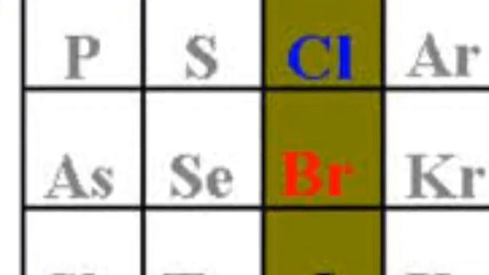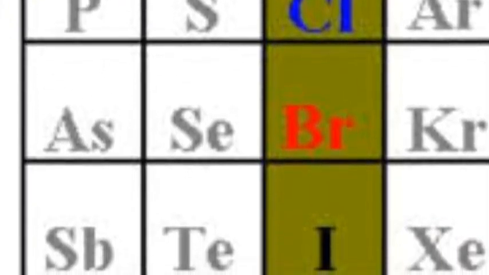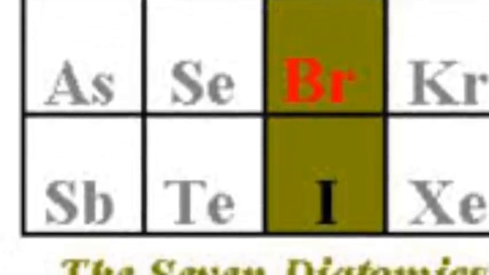There are 7 different compounds on the periodic table that are really most known. These are called diatomics. They are hydrogen, nitrogen, oxygen, fluorine, chlorine, bromine, and iodine.